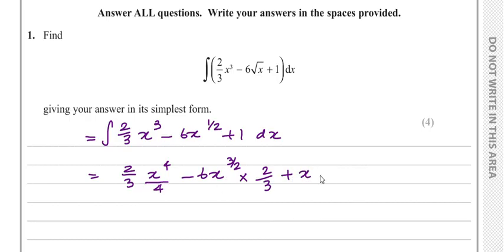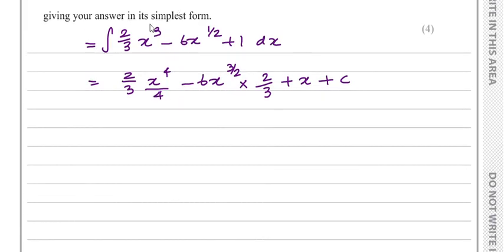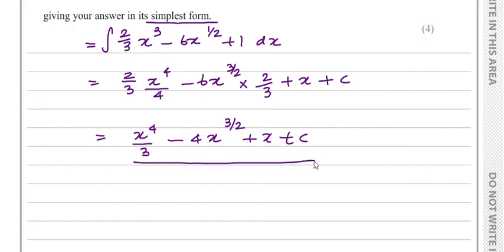And what more should I write? Plus a constant c. What's remaining is we need to write the answer in the simplest form. Therefore, simplifying this, we get 2 goes into 4 2 times, so this is x to the power of 4 over 3 minus 6 times 2, 12 divided by 3 is 4, x to the power of 3 over 2 plus x plus c. That's it. Just a sec. So here it is going to be 6.